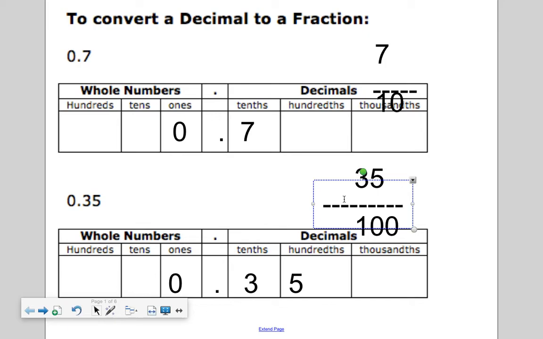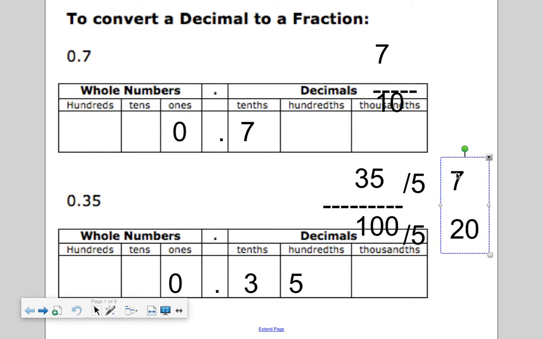Can you rename this fraction? Can we simplify this fraction? I can divide both numbers by 5. They're both divisible by 5. So if I divide both of these numbers by 5, I am left with a fraction of 7/20. So I renamed it as 7/20. 35 hundredths is equivalent to 7/20, which is equivalent to the decimal of 35 hundredths.